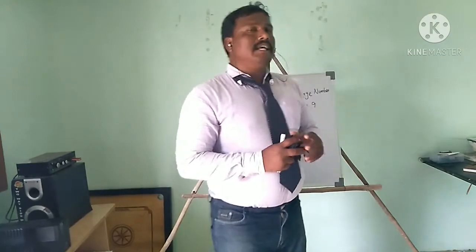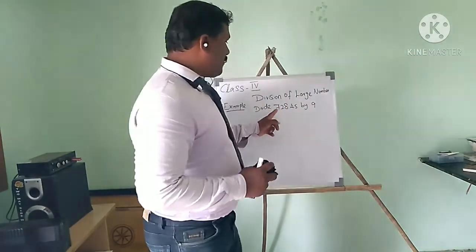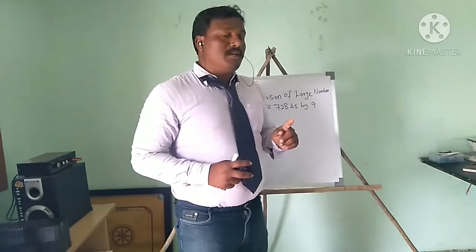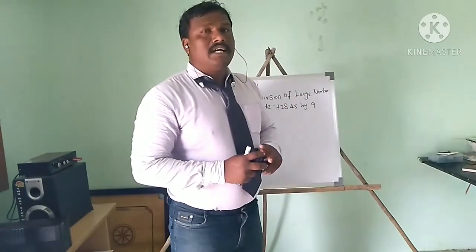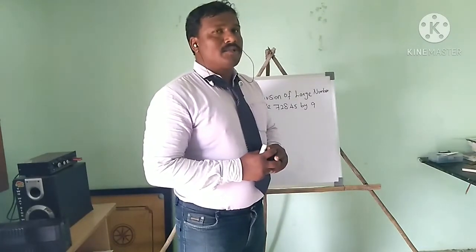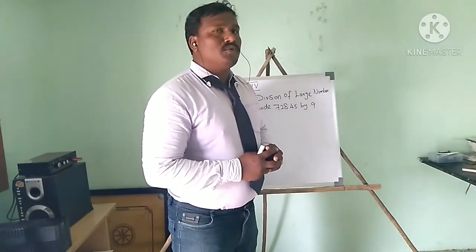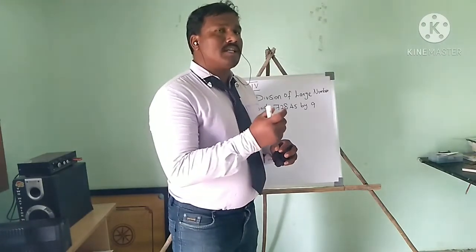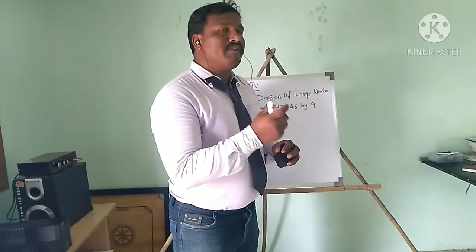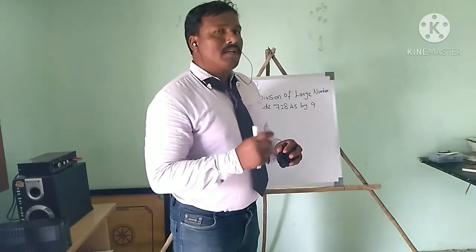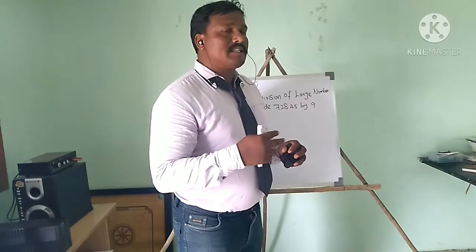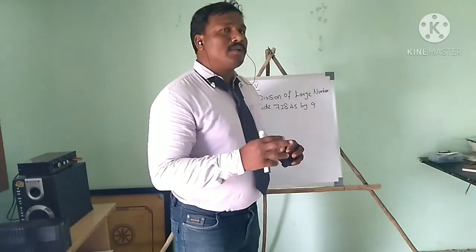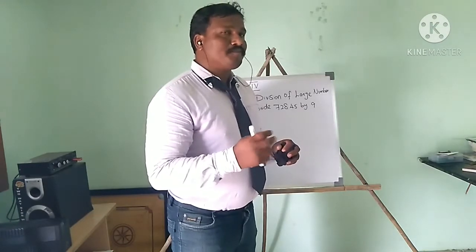First of all, see, I have taken this number: ones, tens, hundreds, thousands, ten thousands. So 72,845 divided by 9. When you are going to divide, first you have to choose the number. How many digits are you going to take? One digit, two digits or three digits? In this you have more doubt, so now I will tell you clearly.